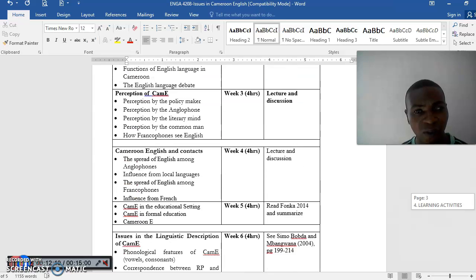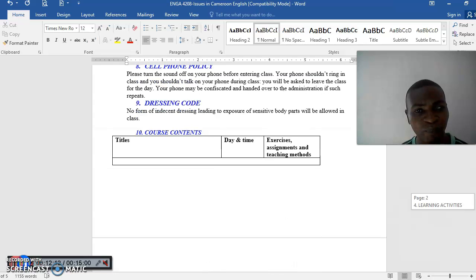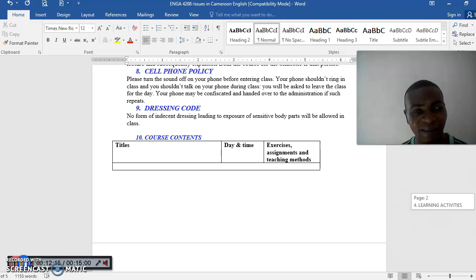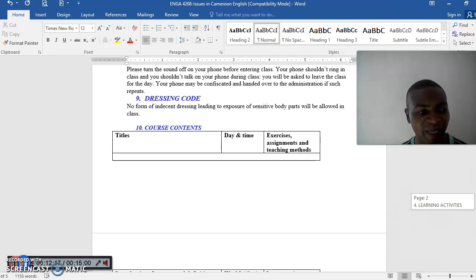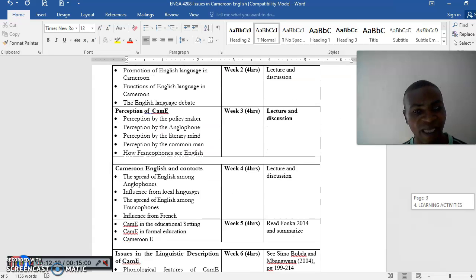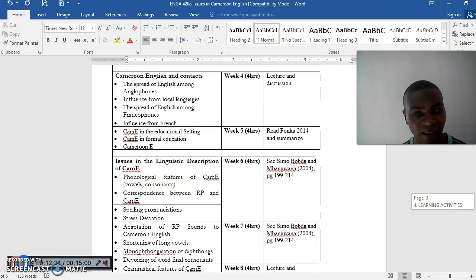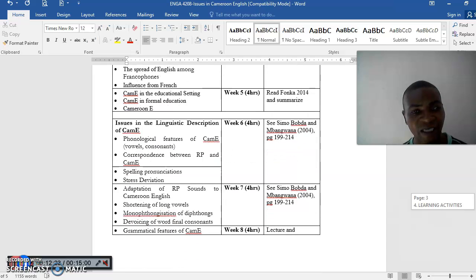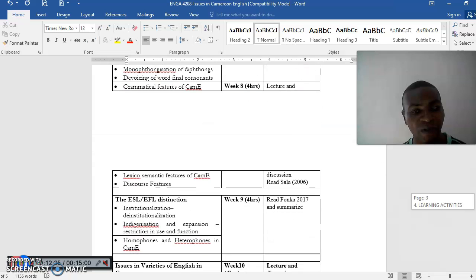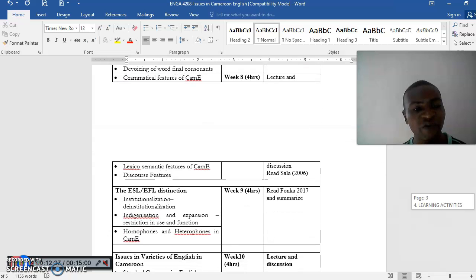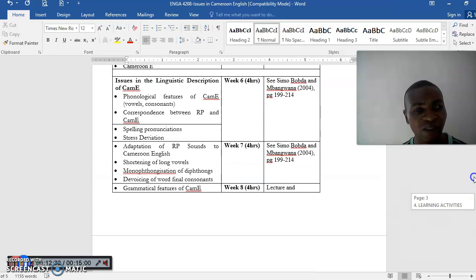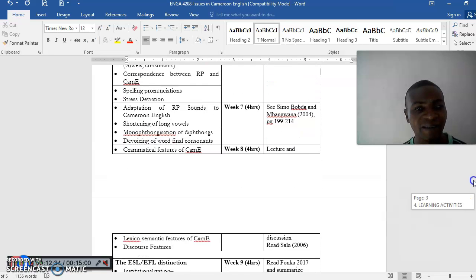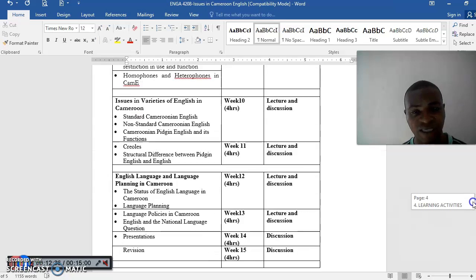Of course, you also have the section on exercises, assignments, and teaching methods. You have the different methods, lectures. You also have some articles and books you have to read. And these are for particular lectures. So when we get to those lectures, I'll provide the necessary documentation for you to read at that moment.